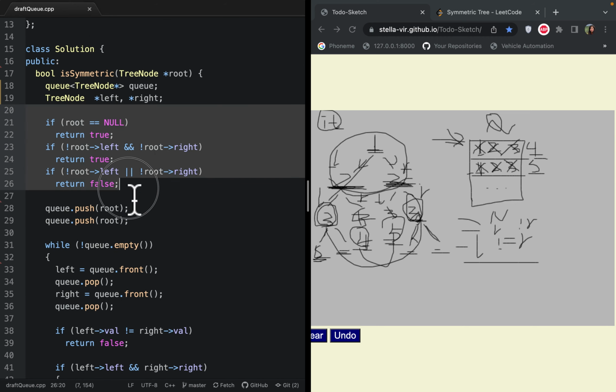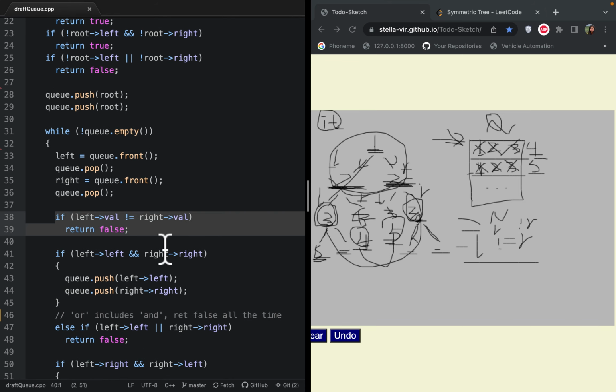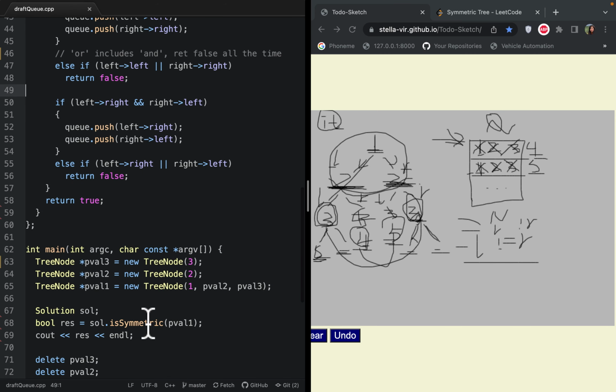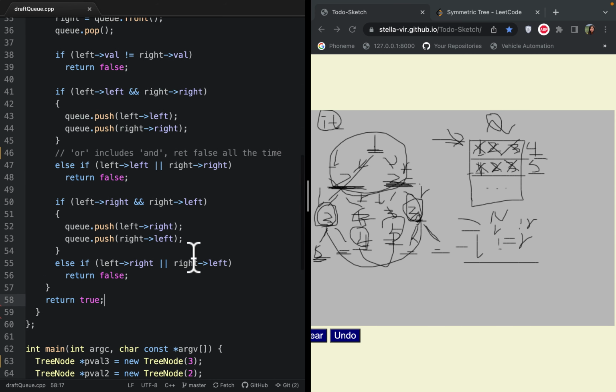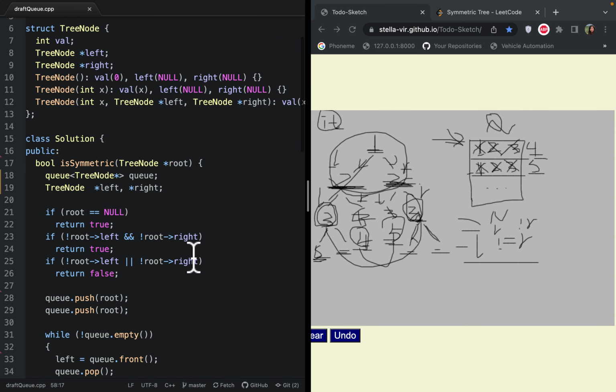And the ending conditions are if the values are not equal or just one side exists, and then we return false, otherwise we return true.